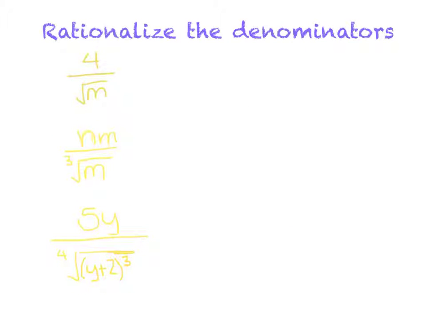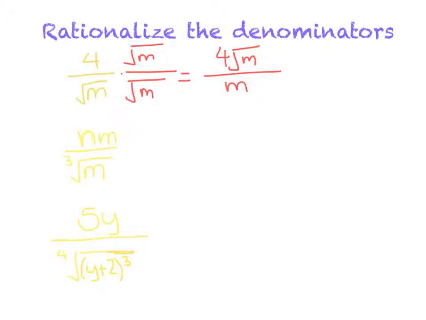Here we're going to get some practice with rationalizing the denominator. In all of these examples, the trick is to figure out what to multiply the denominator by so that it's no longer a radical. So for our first one, we can multiply by the square root of m. And if we do that to the denominator, we have to do the same thing to the numerator. So our answer becomes 4 times the square root of m over the square root of m times the square root of m, which is just m.